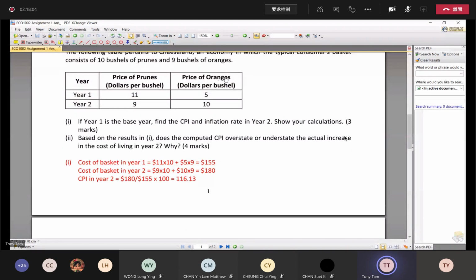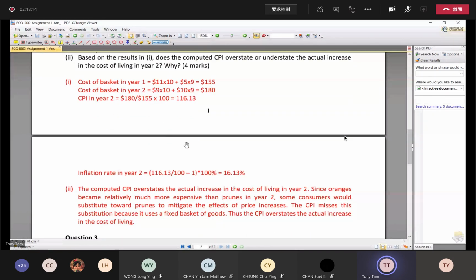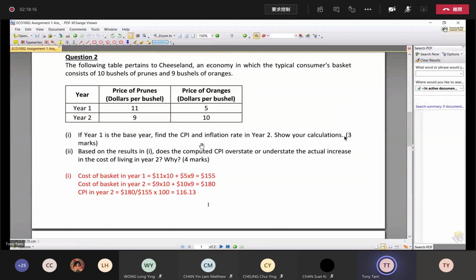The price of orange increases double, and the price of plum rises by a smaller degree. So you may expect that. Now, in theory, the quantity of the CPI basket will be fixed. But in reality, households can do whatever they want. Right? They can buy more or they can buy less.